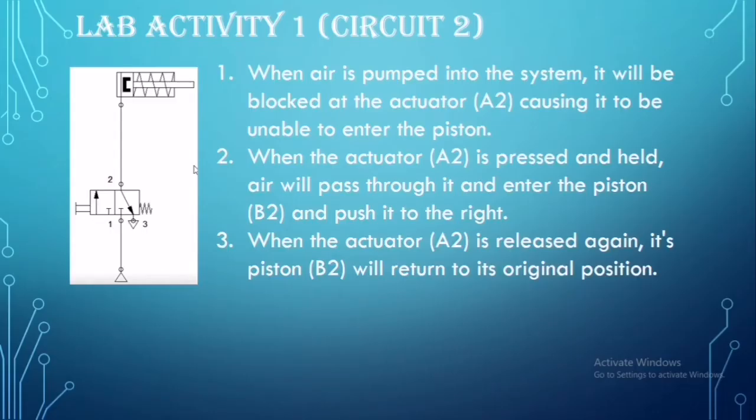Let's go to the second circuit. When air is pumped into the system, it will be blocked at the actuator A2, causing it to be unable to enter the piston. When the actuator A2 is pressed and held, air will pass through it and enter the piston B2 and push it to the right. When the actuator A2 is released again, the piston B2 will return to its original position.